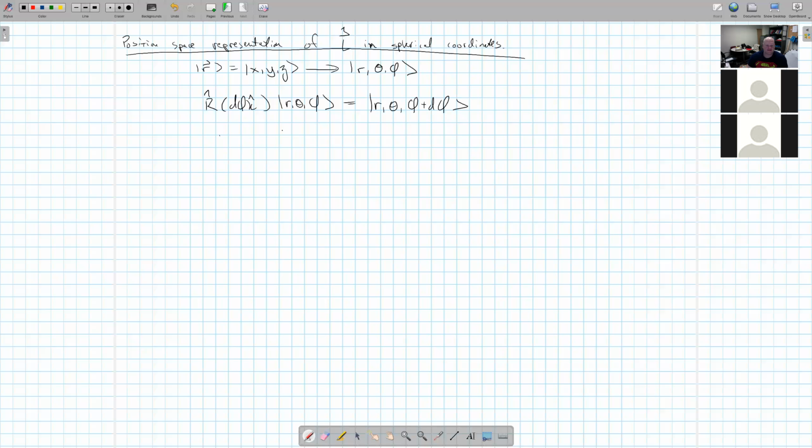Now, the bra version of this is going to be equal to what? The bra r, theta, phi being acted on by R dagger of d phi k. Remember, I'd have to take a dagger on both sides, so this guy becomes the dagger, which is then equal to the bra r, theta, phi plus d phi. So that if I acted the bra r, theta, phi on R of d phi k, then that's just going to move it in the negative direction. So r, theta, phi minus d phi. Okay.